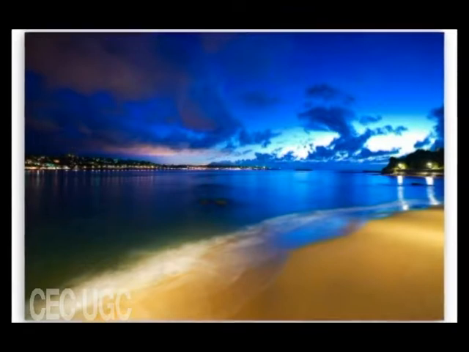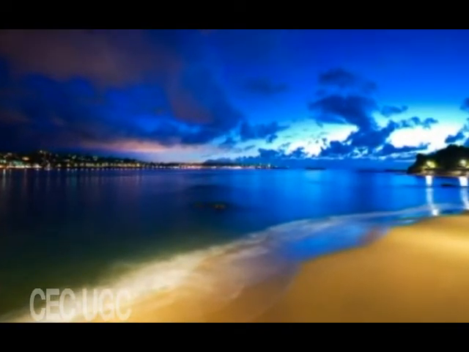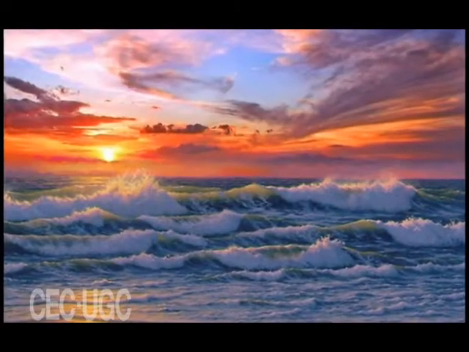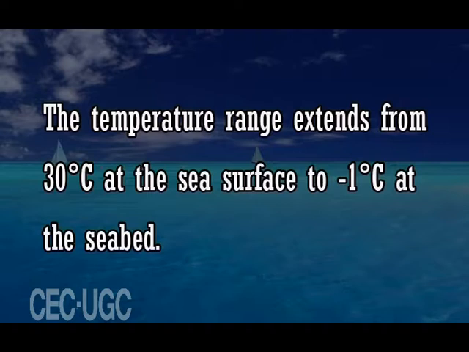Next, we shall move on to temperature distribution in the ocean. Temperatures in the ocean decrease with increasing depth. There are no seasonal changes at greater depths. The temperature range extends from 30 degrees centigrade at the sea surface to -1 degree centigrade at the seabed.